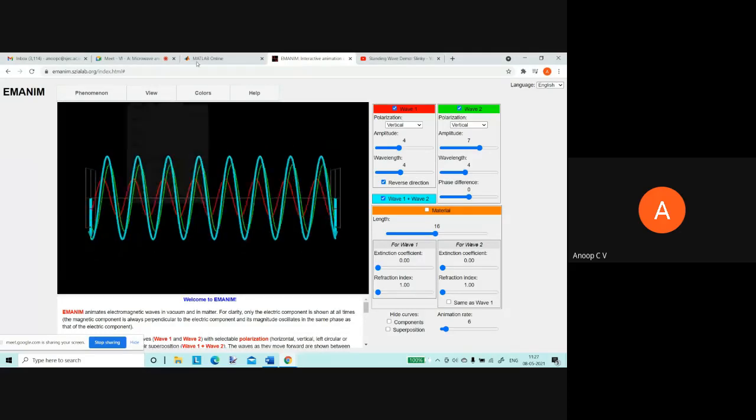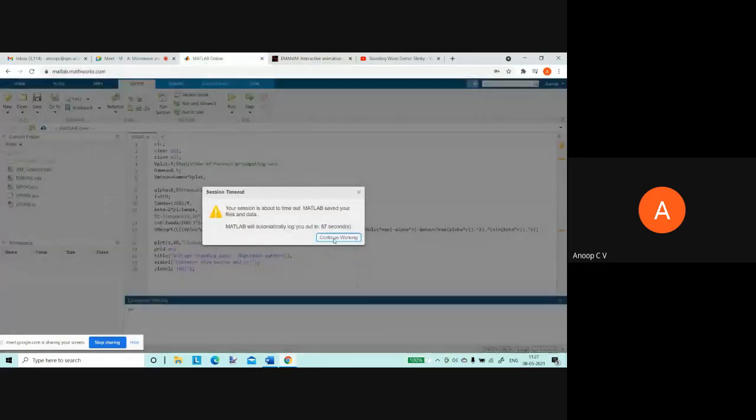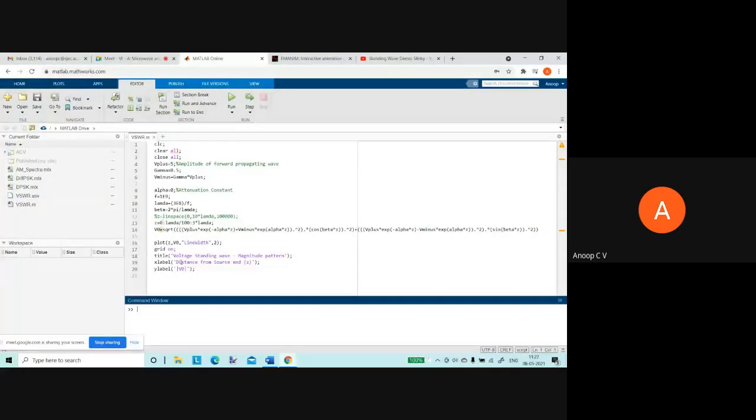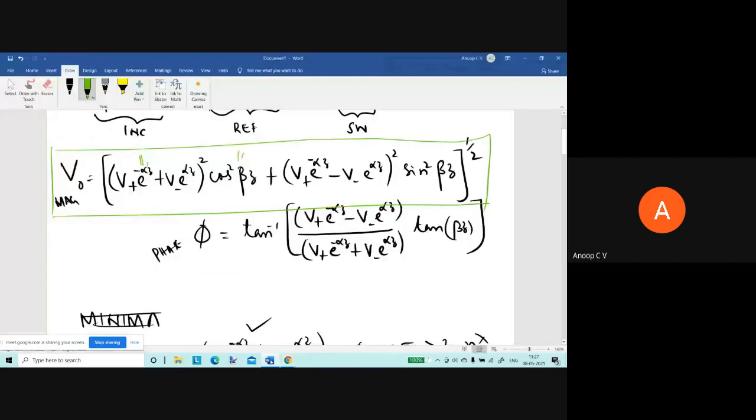So I'll just continue working in MATLAB. I have written this code here. Now I have considered alpha equal to 0. Please remember, for this simulation I am considering V plus is 5 and V minus is 2.5.